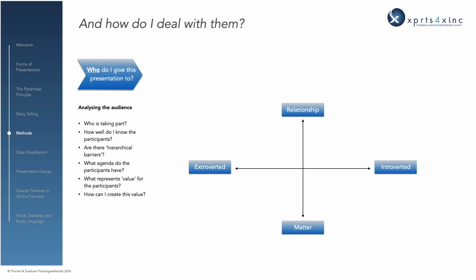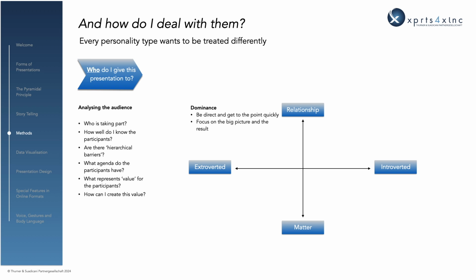Let's stay for a while with our audience and think about the question: how to deal with them, because every personality type wants to be treated differently. Dominance. Be direct and get to the point quickly. Focus on the big picture and the result. Initiative. Be friendly and communicative. Be prepared to ensure completion, commitment.